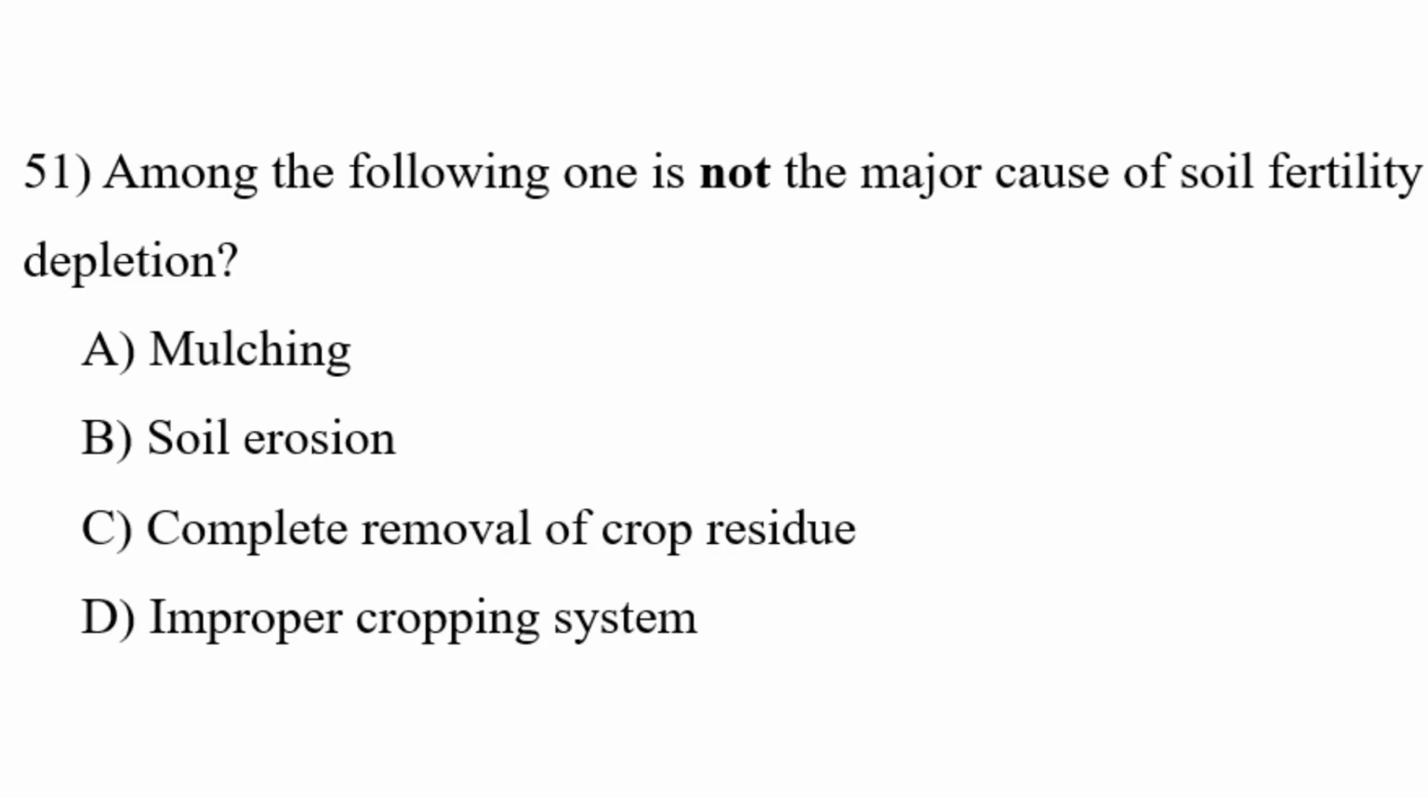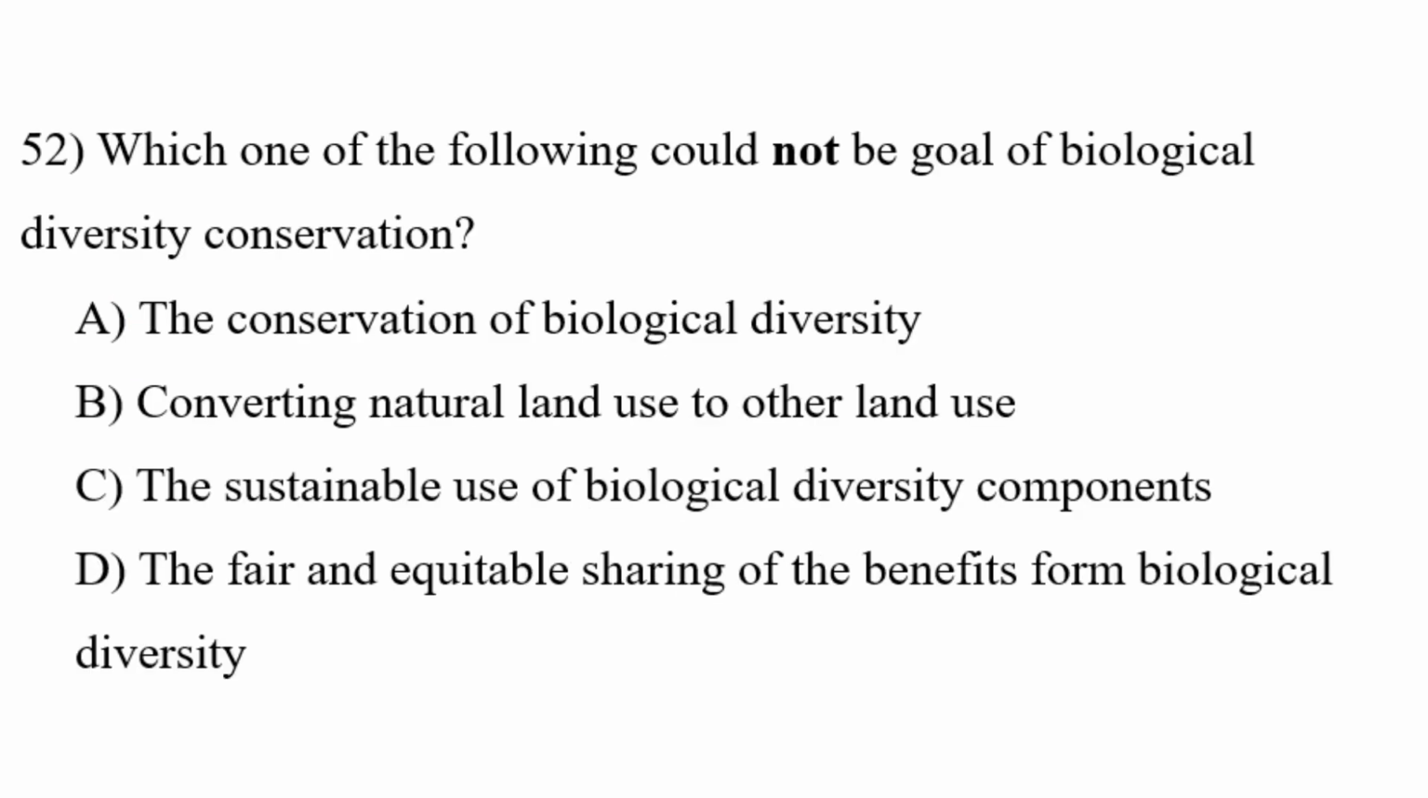51. Among the following, one is not the major cause of soil fertility depletion? A. Mulching. B. Soil erosion. C. Complete removal of crop residue. D. Improper cropping system. Answer: A. Mulching. 52. Which one of the following could not be a goal of biological diversity conservation?